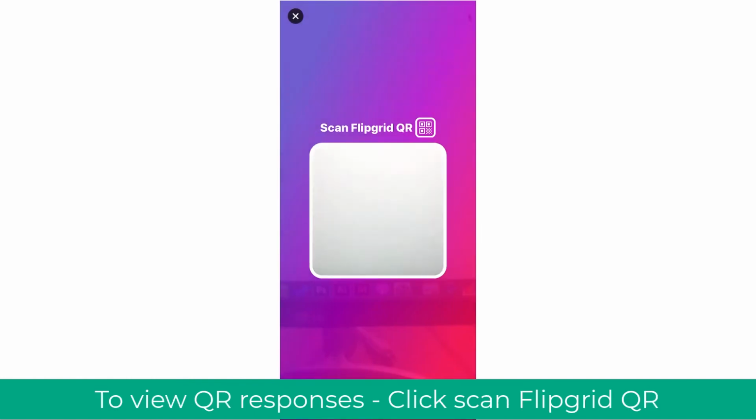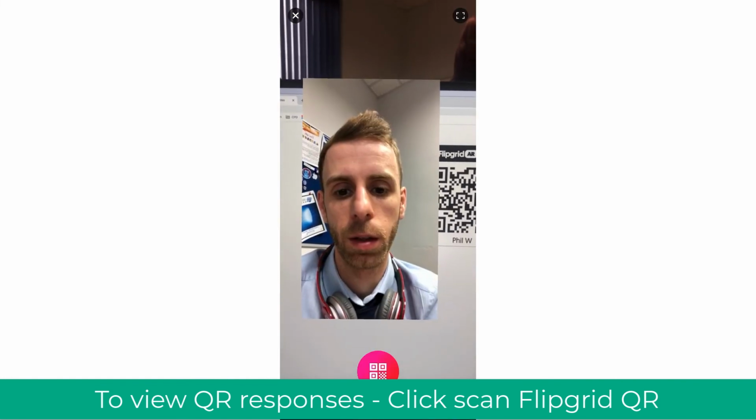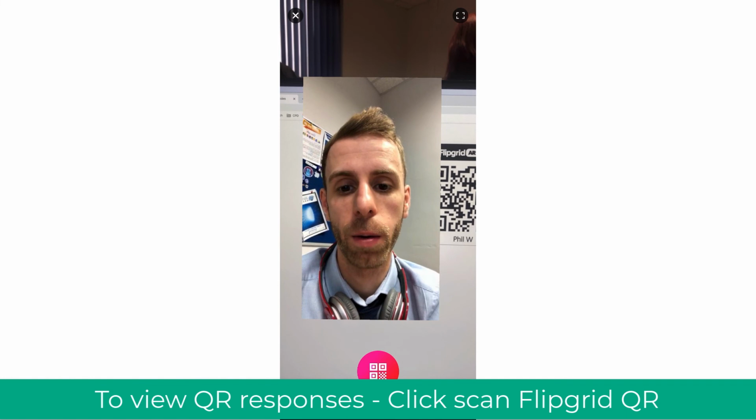Final thing I want to show you is just how you scan in a Flipgrid QR code for the augmented reality section. So remember, if you've printed off some QR codes and you want to view these in augmented reality, open up the scan Flipgrid QR code, scan over the Flipgrid QR, and as you can see here in augmented reality, it is coming over the top of the screen or piece of paper.